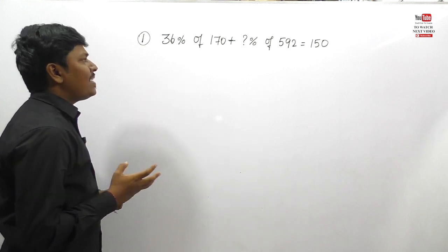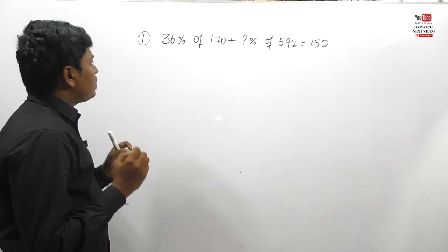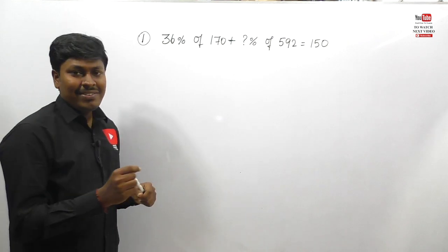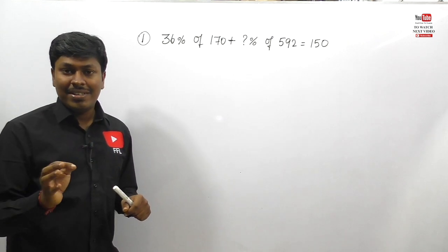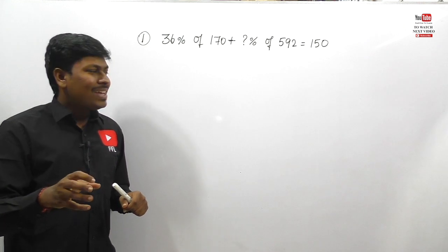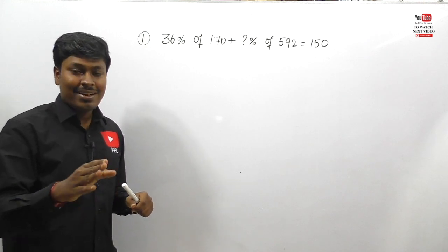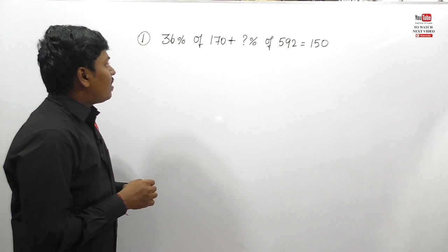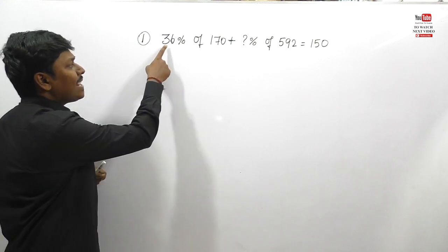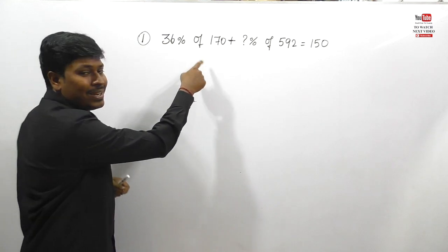So friends, my advice is every simplification question should be solved definitely within 30 to 35 seconds. If you are taking more than 1 minute, I think solving a simplification question is entirely a waste. So friends, be faster. Most of the students will write this as 36 divided by 100 into 170.